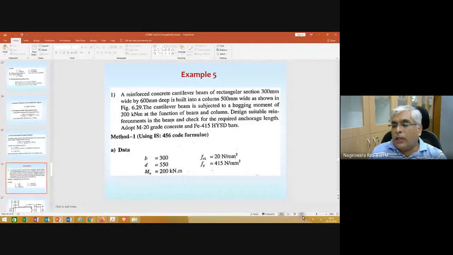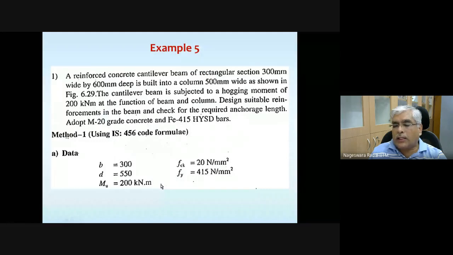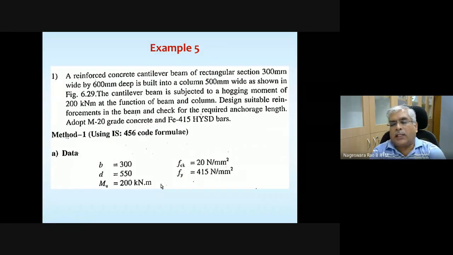How to check whether the section is under reinforced or not? You need to go to limiting moment of resistance, because the dimensions of the section are given. Grade of concrete is given, grade of steel is given. So you can find what is limiting moment of resistance, and you compare the actual design moment to the limiting moment of resistance. If design moment is less than limiting moment of resistance, then you can design it as under reinforced section, and whatever equation that I just showed you, you can make use of it and try to find what is the area of reinforcement that is required.